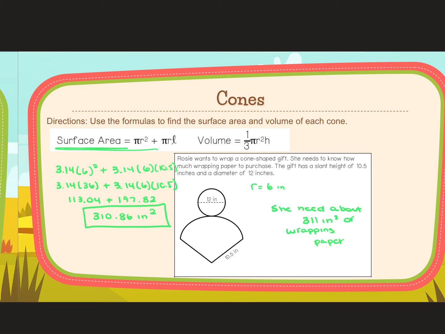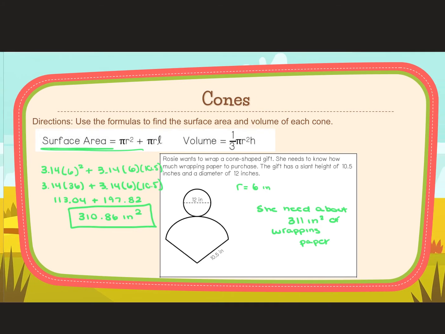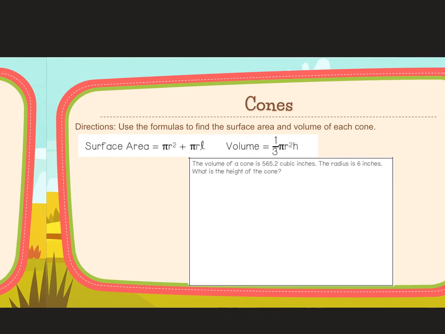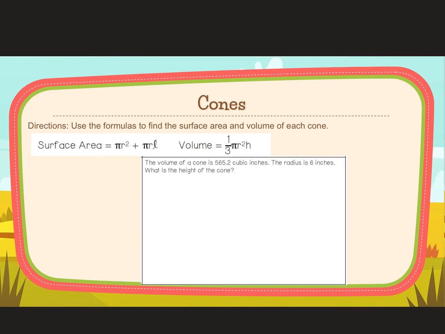All right, now let's look at an example that involves the volume. So it says here the volume of a cone is 565.2 inches. The radius is 6 inches. What is the height of the cone? All right, so I'm going to draw my little mock cone here. That's not going to look too well because I'm not an artist. So here we have some type of cone.